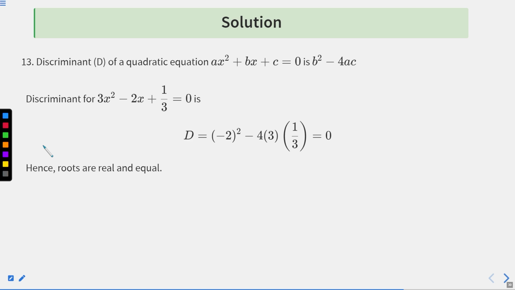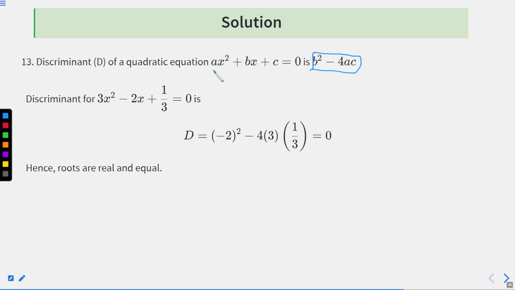The discriminant D of a quadratic equation ax square plus bx plus c is equal to 0 is b square minus 4ac. Now for the equation 3x square minus 2x plus 1 by 3 is equal to 0, the discriminant is minus 2 square minus 4 times 3 times 1 by 3, and if we calculate it, then it is equal to 0.